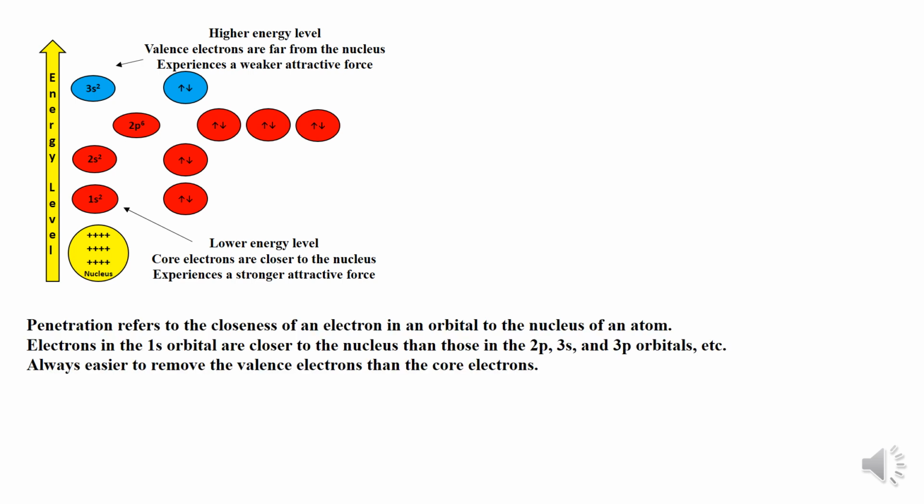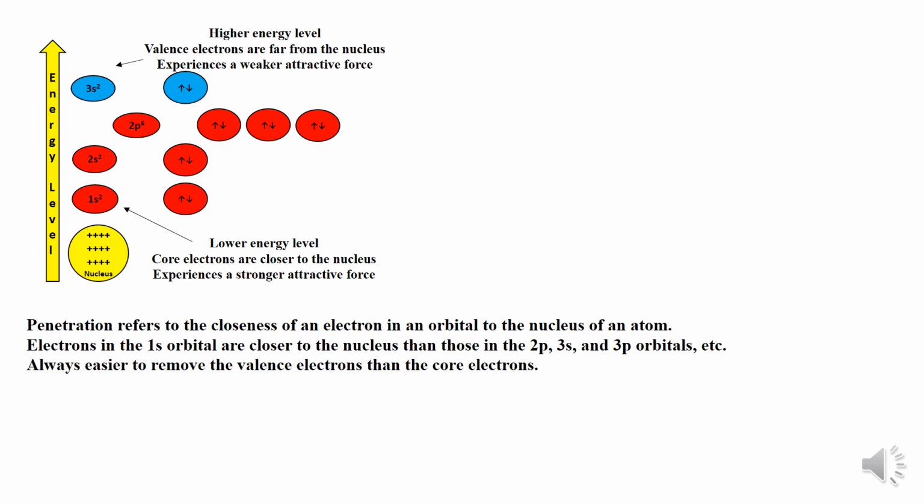So core electrons that are closer to the nucleus experience a stronger attractive force, and are therefore difficult to remove. That is to say, they can penetrate better. They will be attracted more towards the positively charged nucleus, as compared to those orbitals which are far away. Now, valence electrons are far from the nucleus and they will experience a weaker attractive force, and therefore it will be easier to remove the valence electrons.